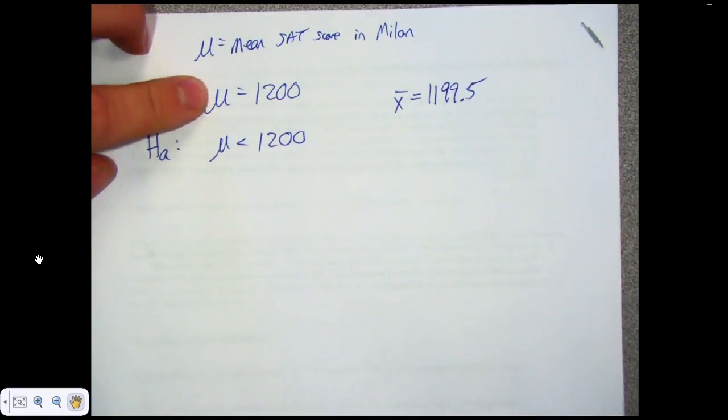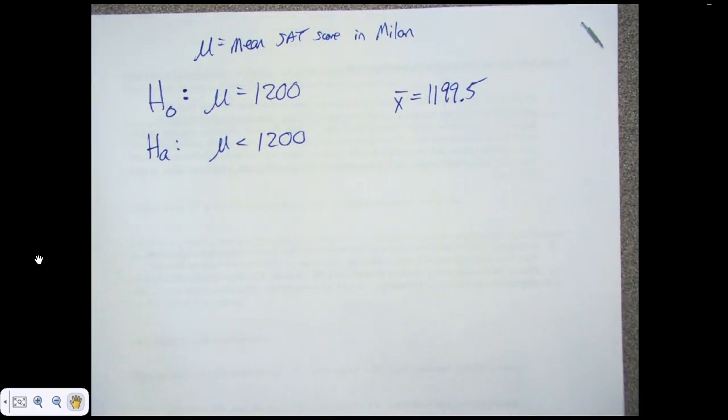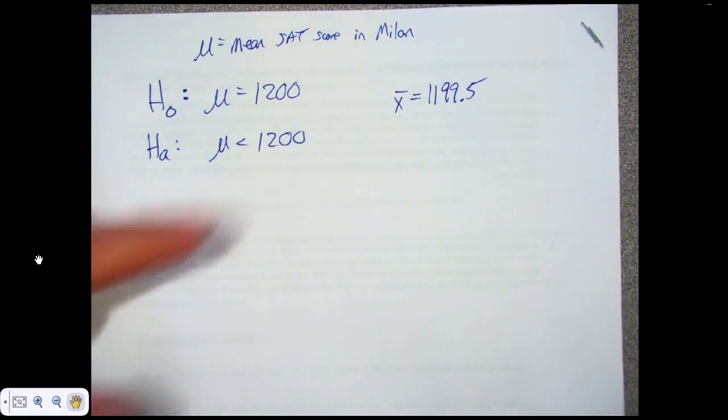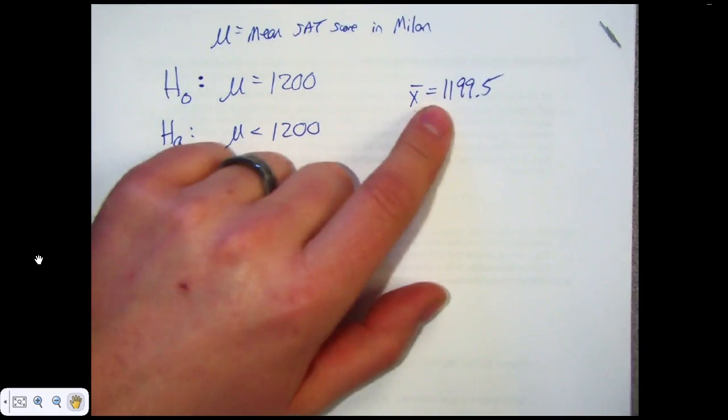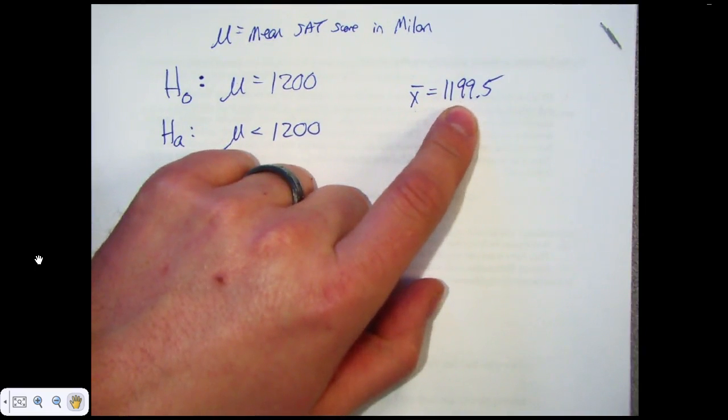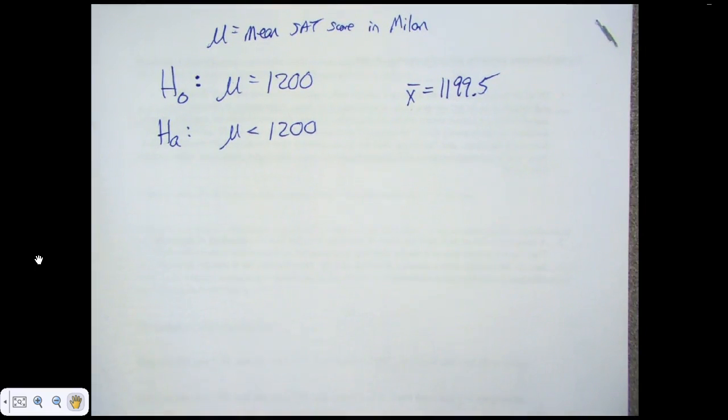This was my claim. Standing up there, hey, the average SAT score at Milan is 1200. Someone in the audience says, you're full of it. I'm going to come check. They take 30 students, they get 1199.5. They have 2 choices now. They can either call me a liar, or they can say, okay, you weren't lying.